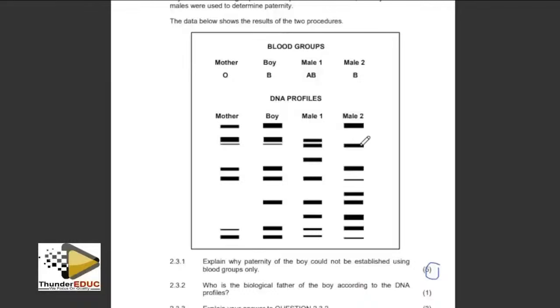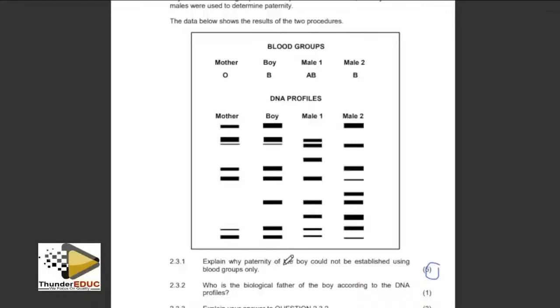So whom are you going to say is not the father? Or whom are you going to say is the father? So it means that you end up losing the what? The mark. All right. Why is it not conclusive? Because many people have the same type of blood group.